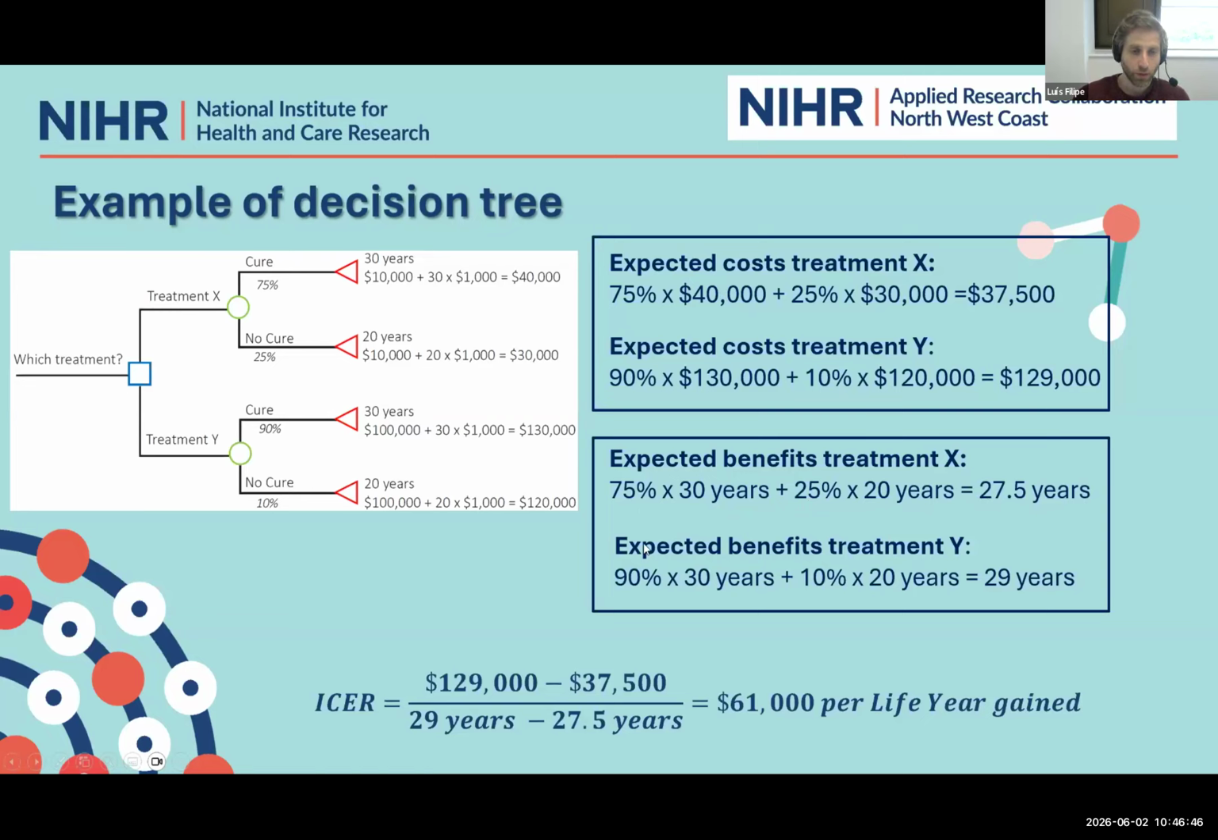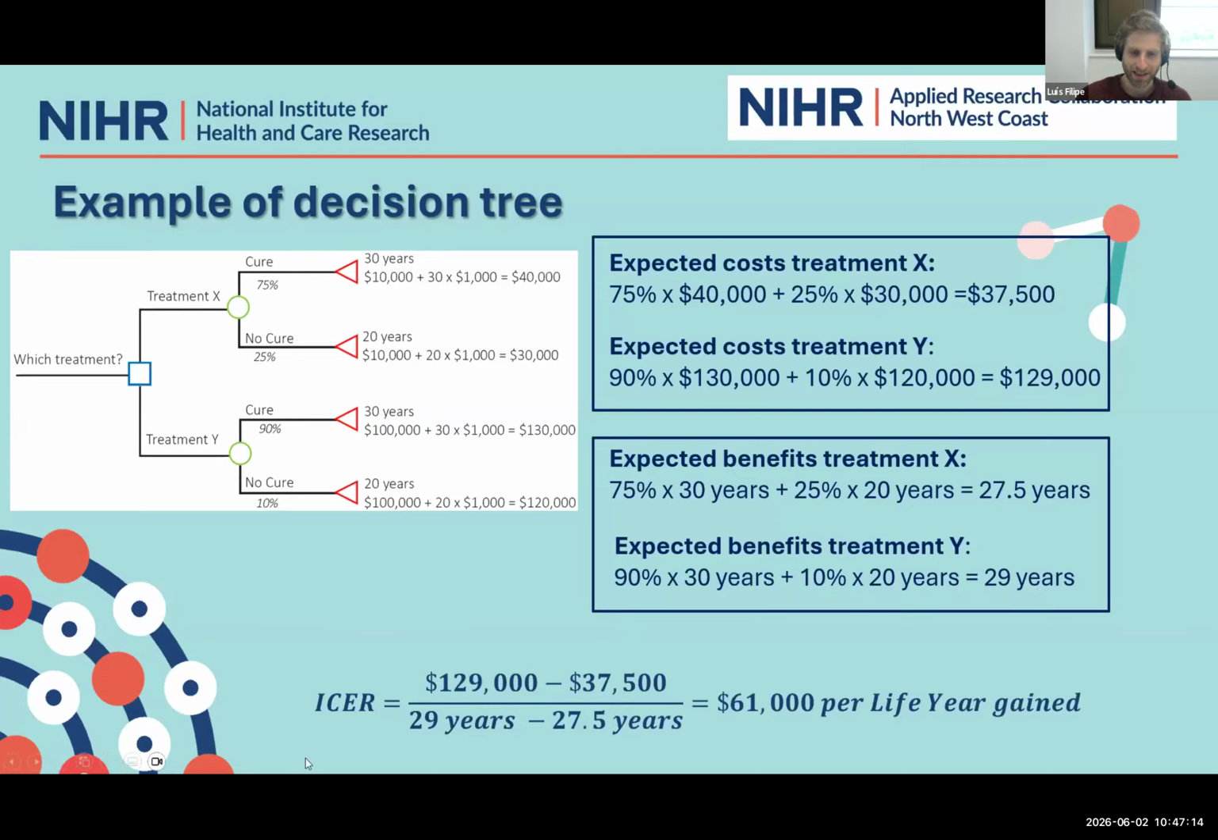Now, if we go to treatment Y, we have that with 90%, the person is going to live 30 more years, and with 10%, the person is going to live 20 more years. So 90 times 30 plus 10 times 20, this gives a total of 29 years of expected life expectancy.